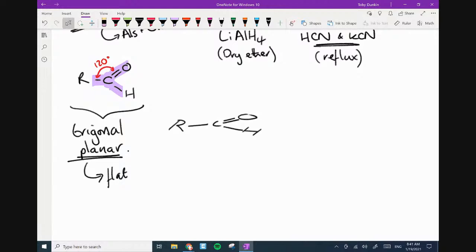But anyway, because the molecule is flat, what that means is when it's attacked by the nucleophile, it gets attacked in two directions. The nucleophile, I'll put cyanide on. Let's do cyanide because it's nice to remind ourselves of that charge.